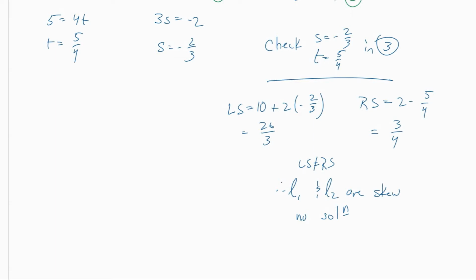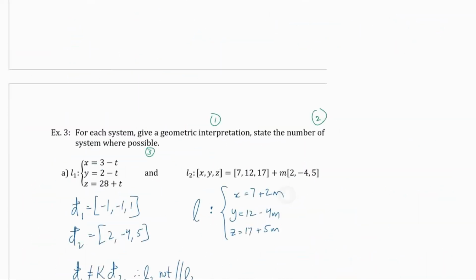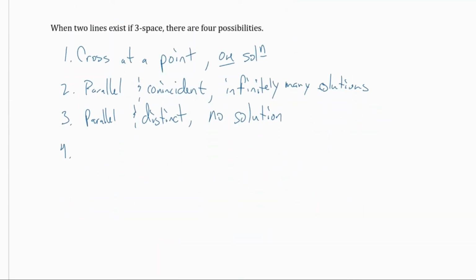Okay, so this is the fourth case. Let me go up and add that. Whoops, there we go. So we have four possibilities. They cross at a point, they're parallel and coincident, or they're parallel and distinct, or the fourth is the lines are skew, and again, that means there's no solution. Okay, so those are the four options that we can have.